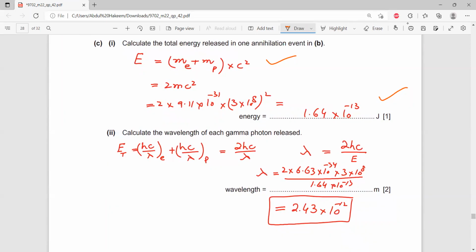This is the energy which is carried by both photons. So the energy of the electron plus the energy of the positron is equal to the total energy, which is calculated. So 2hc over lambda, so lambda is equal to 2hc over E. This 2 is coming because the energy is calculated from both masses. That's why we are multiplying hc over lambda by 2, because this is the energy of both. So lambda is equal to 2, the Planck constant 6.63 times 10 to the power minus 34, speed of light, and then the energy which is calculated here. So you will get the wavelength of each as 2.4 times 10 to the power minus 12 meter.